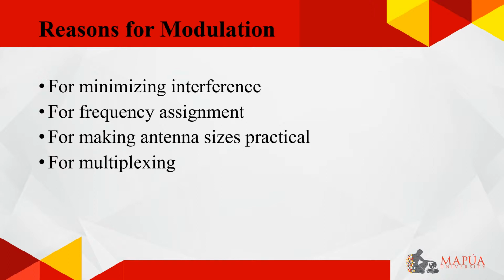A baseband low-frequency signal would need a huge antenna because in order to be efficient, the antenna needs to be about 1/10 of the length of the wavelength. Modulation shifts the baseband signal up to a much higher frequency which has a smaller wavelength and allows the use of a much smaller antenna.